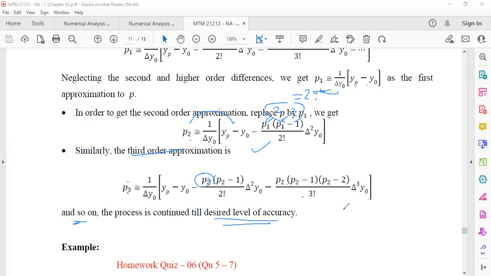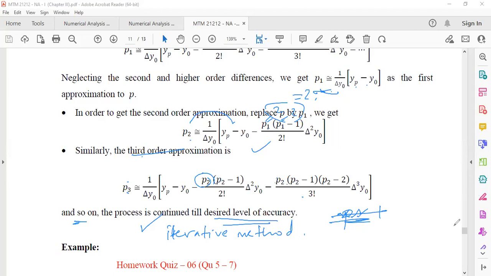For example, they will ask you for some values up to, let's say, approximately 1 decimal point or something like that. They will ask you for some accuracy, and in that sense you have to go up to it. So this process is called the iterative method. It's called the iterative method.